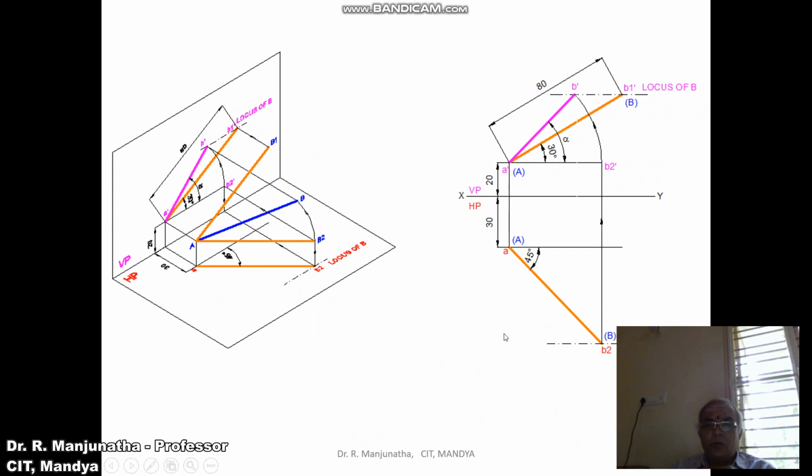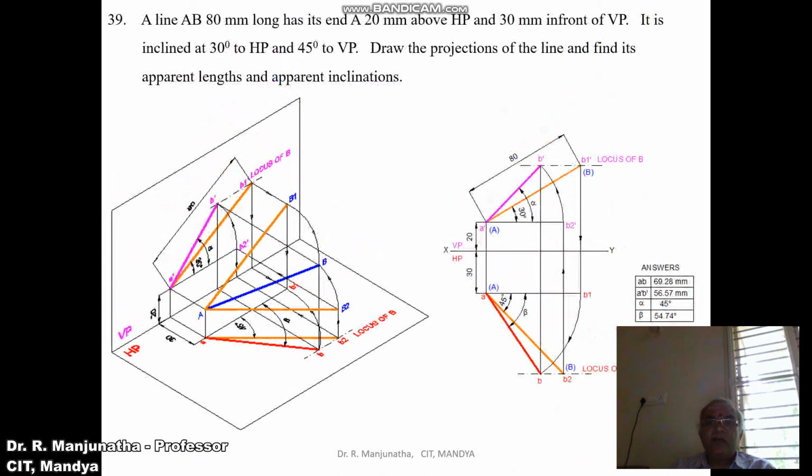So this is how you will be able to find the solution. The final consolidated solution is this, wherein you can see that both together we are going to get this. When you join B dash and B, both will lie on the same line. Now we want to find out the apparent length and apparent inclination. So by using the protractor, you measure the angle alpha.